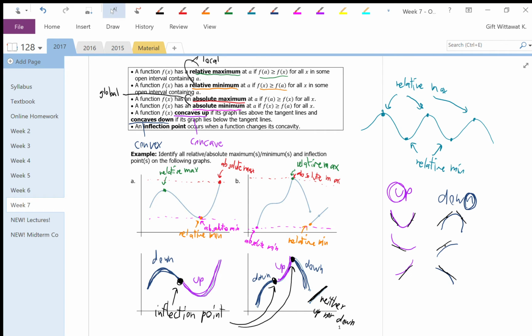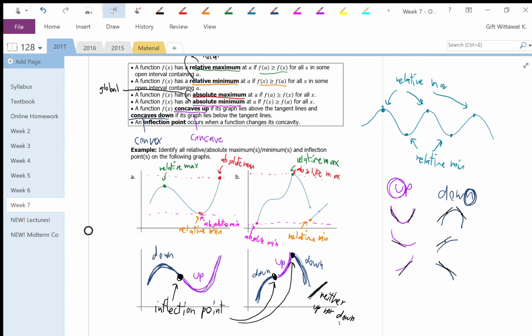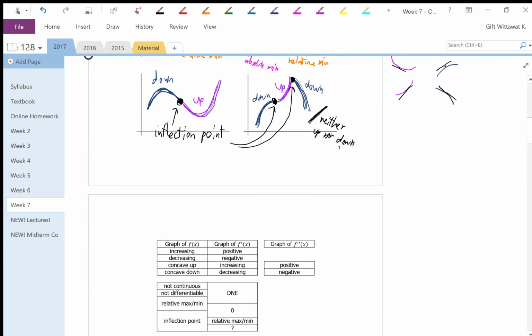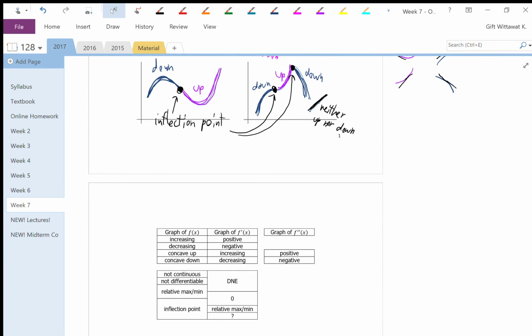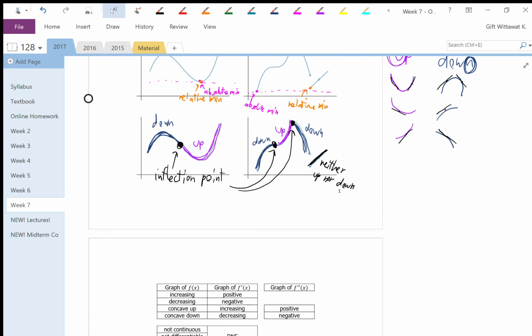So basically the real trouble is gonna arise when we don't have the graph of a function. We don't have the graph of a function when we just have the equation. So how are we gonna deal with that? So we will use calculus to help us deal with finding the relative min, relative max, or the inflection point of a function.